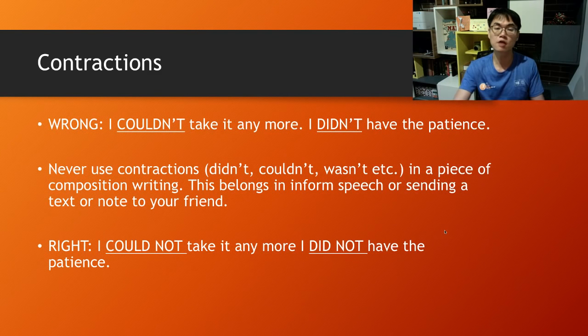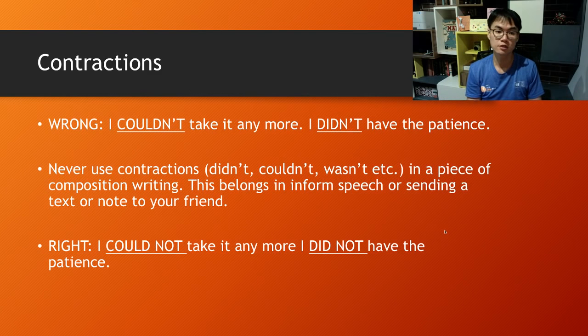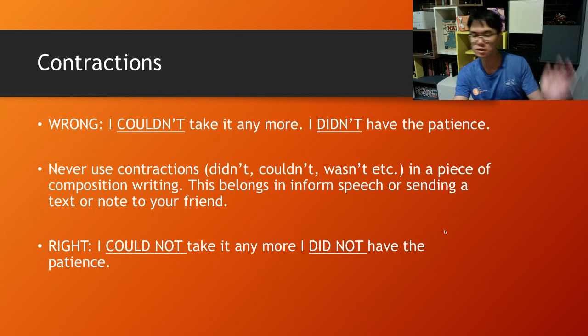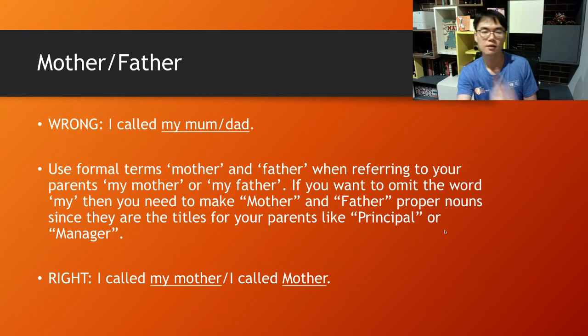In other words, instead of couldn't, say I could not take it anymore. Instead of didn't, say I did not have the patience. Okay? So expanded, don't use the apostrophe to contract the two words into one. That's not allowed in formal writing. Right? So make a habit of it. Don't ever use contractions. Just say could not, did not, should not, would not. Okay? That's contractions. Next one, common error, mother, father.